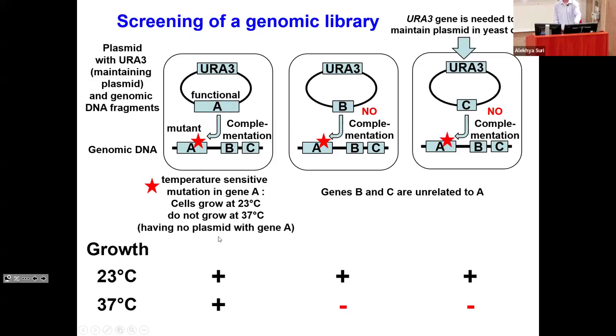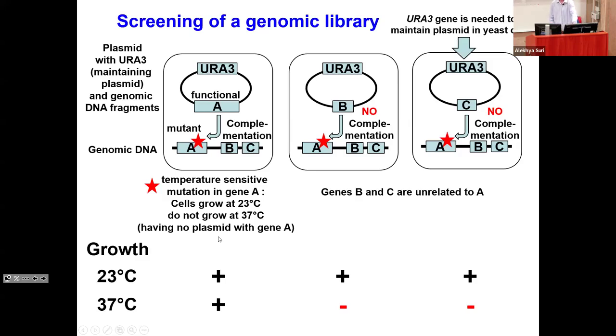When we look here at the two other cells, there's a gene B and a gene C in the plasmid that will not complement the defect in A. So they will not grow at high temperature. So this is the principle of complementation. So you have in the plasmid, gene A is a functional gene that will complement the defect in gene A on the chromosome, which has a mutation.